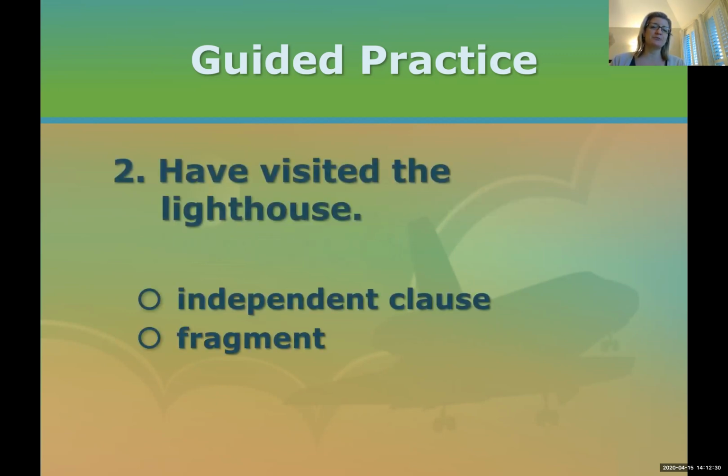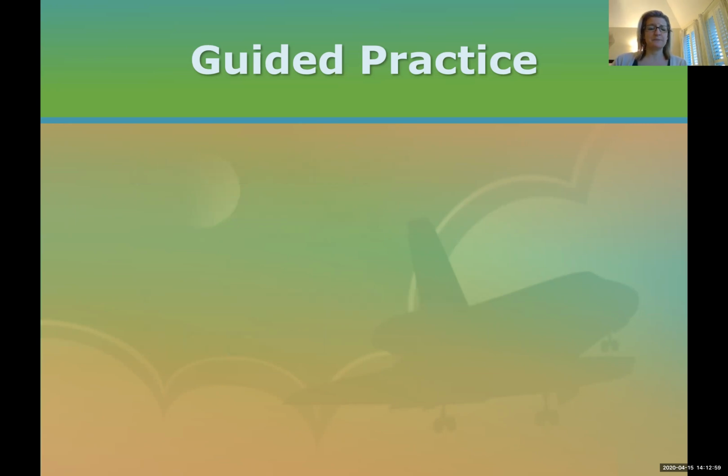Let's go to number 2. Have visited the lighthouse. Do you see a subject in this sentence? I don't. I do see a predicate. I see the action, have visited. That's what the who or what was doing. But I certainly don't see who had visited the lighthouse. So this one would have to be a fragment because it's missing the subject of the sentence.